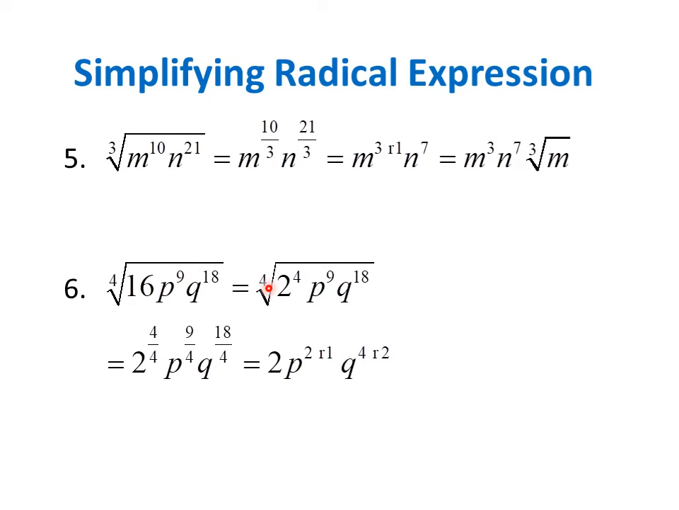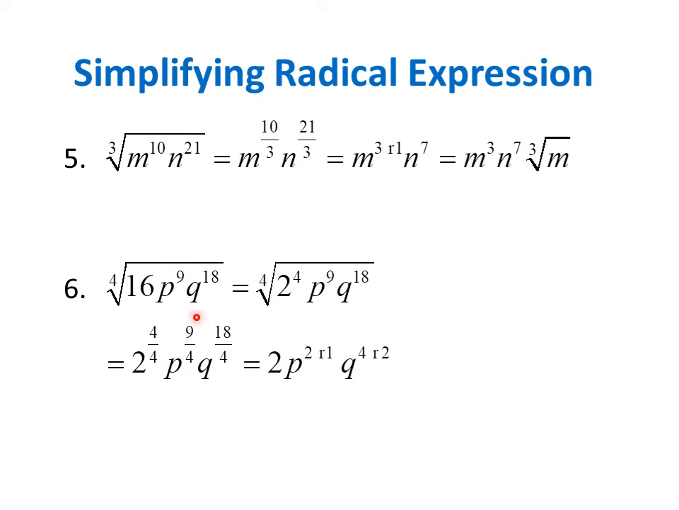To get the fourth root, we have to divide the exponent of each variable or number by the index 4. So 2 to the 4 divided by the index 4. Next, p to the exponent 9 divided by the index 4, times q to the exponent 18 divided by the index 4.